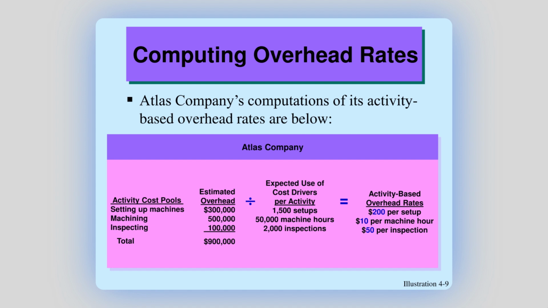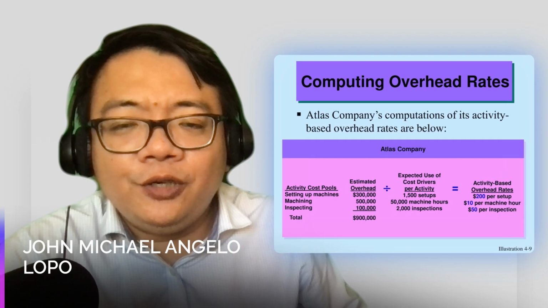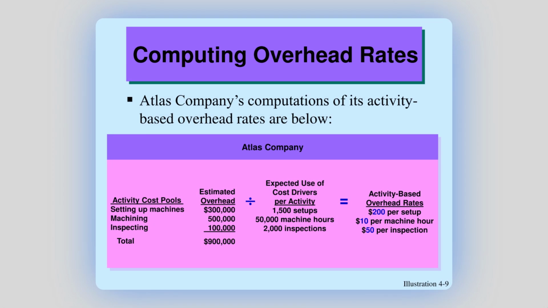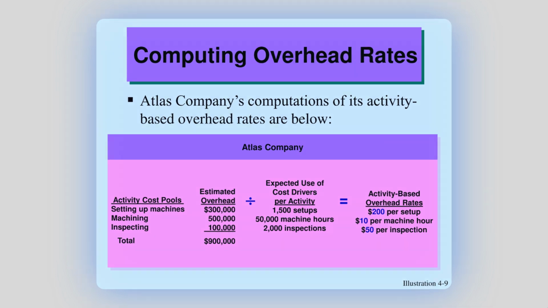100,000 divided by 2,000, and you have 50 per inspection. Di ba, class? If you notice, parang same formula lang. Kaya lang ito ay per activity. Okay, very good. Next one.